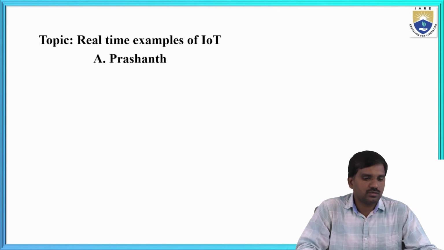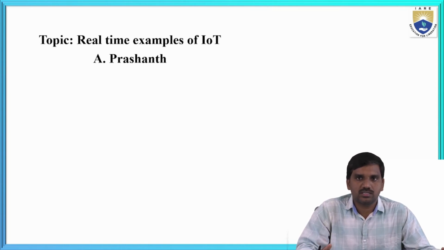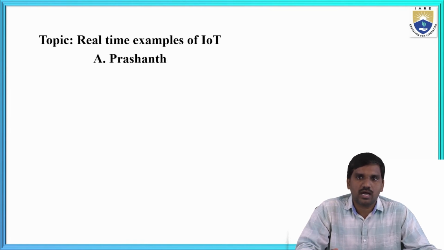So now I am entering into some real-time examples of IoT. In the Internet of Things, we have different applications based on the hardware components that we use, Arduino and Raspberry Pi. With the help of Raspberry Pi and Arduino, we can develop many IoT projects depending on the requirement. So here are some real-time examples of IoT.